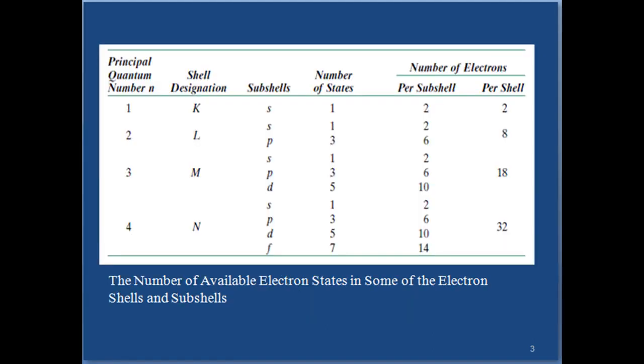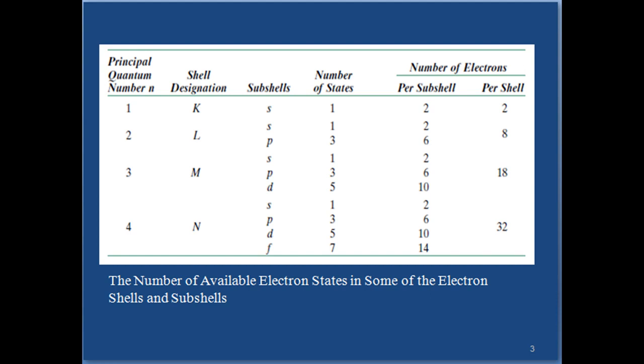The table is going to show you the number of available electron states in some of the electron shells and subshells. The first column consists of principal quantum number, which is indicated by letter small n. Second column consists of shell designation, which consists of the values K, L, M, N, then subshells, number of states, number of electrons per subshell and per shell. Now we are going to discuss this particular table.